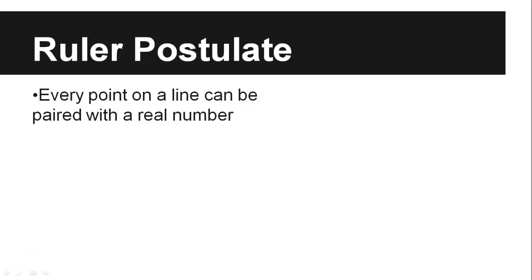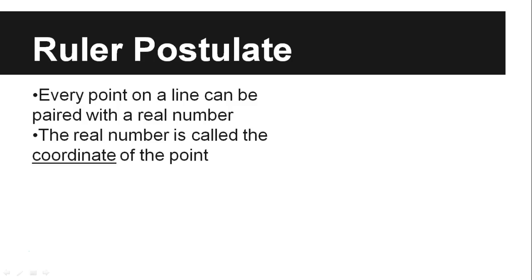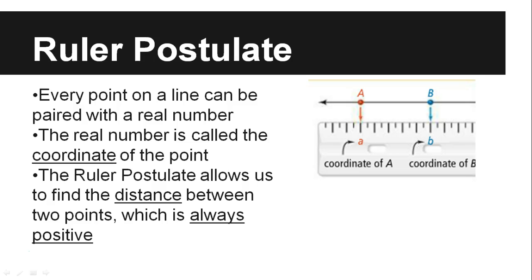And we refer to those, if we think back to Algebra 1, we had real numbers in our graphs, and we refer to them as coordinates within a coordinate plane. Here they're not going to have 2 points like we did on a coordinate plane. It's just going to be one value. And the ruler postulate allows us to find the distance between those 2 points. And what's really key is that it's always going to be positive.